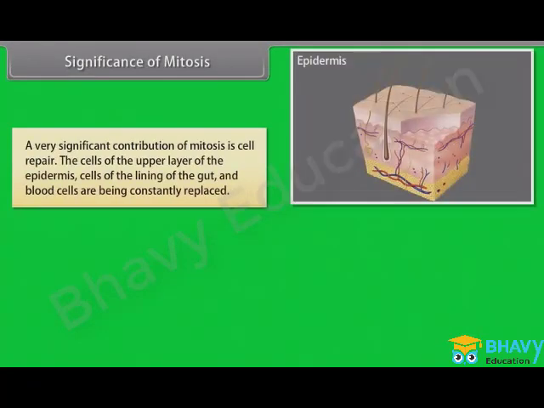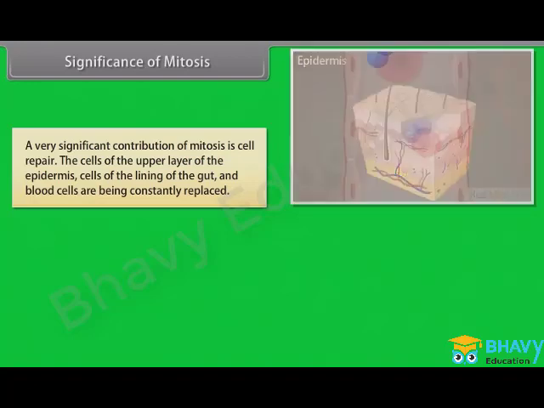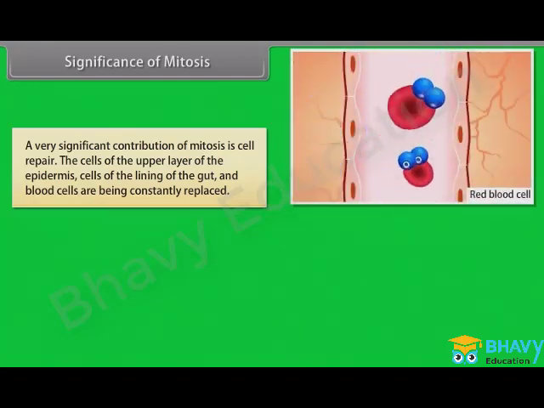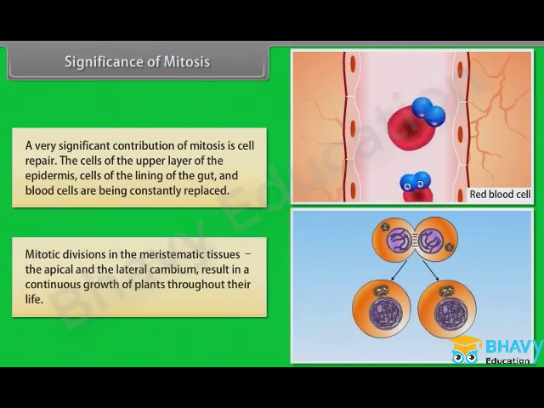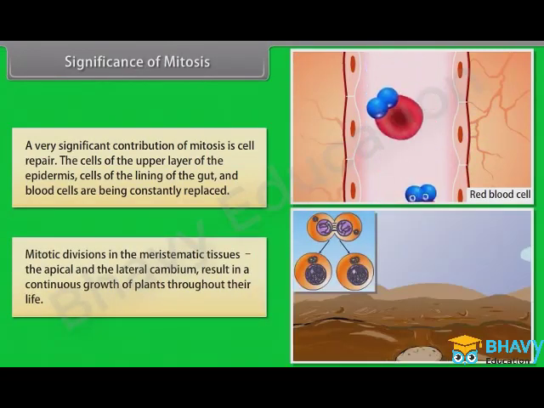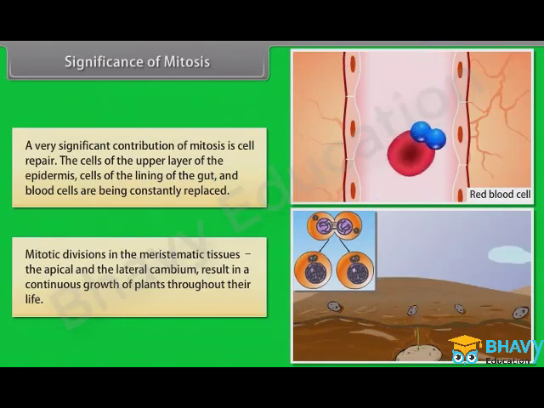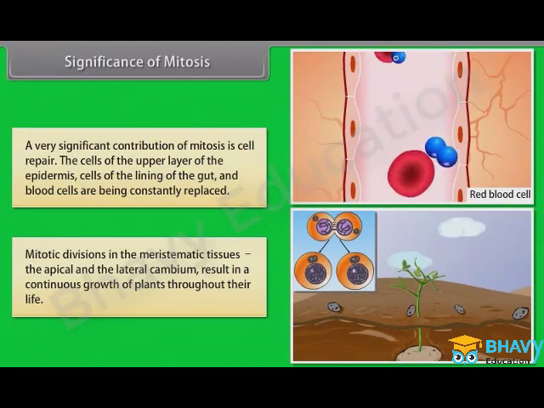A very significant contribution of mitosis is cell repair. The cells of the upper layer of the epidermis, cells of the lining of the gut, and blood cells are being constantly replaced. Mitotic divisions in the meristematic tissues, the apical and the lateral cambium result in a continuous growth of plants throughout their life.